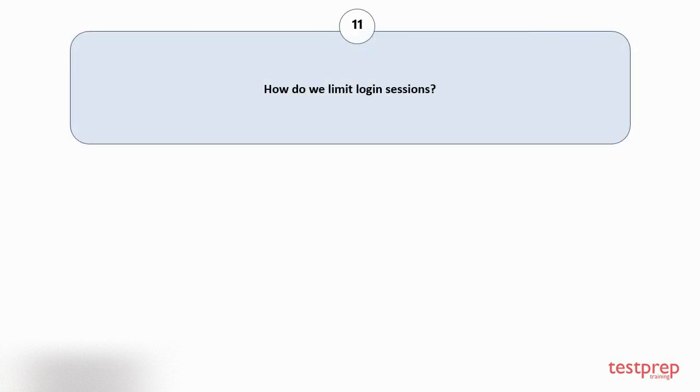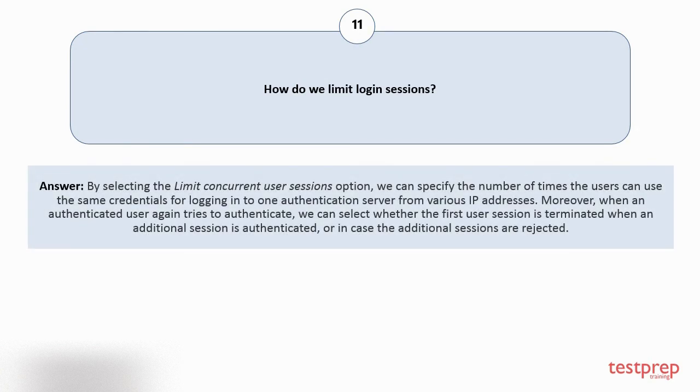Question number 11, how do we limit login sessions? Your answer is by selecting the Limit Concurrent User Sessions option, we can specify the number of times the users can use the same credentials for logging into one authentication server from various IP addresses. Moreover, when an authenticated user again tries to authenticate, we can select whether the first user session is terminated when an additional session is authenticated, or in case the additional sessions are rejected.